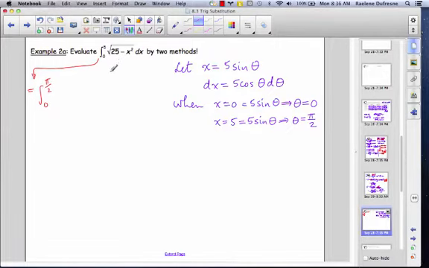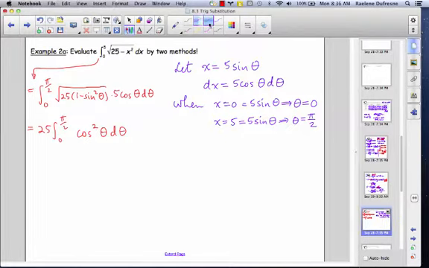Inside here we're going to get 25 minus 25 sine squared theta, which is going to give us a simplification, we multiply by dx, which is 5 cosine theta d theta. And the 25 will come out as a 5 times the other 5, gives me 25 in front of the integral. The square root of 1 minus sine squared will be cosine theta times cosine theta, which is cosine squared theta d theta.